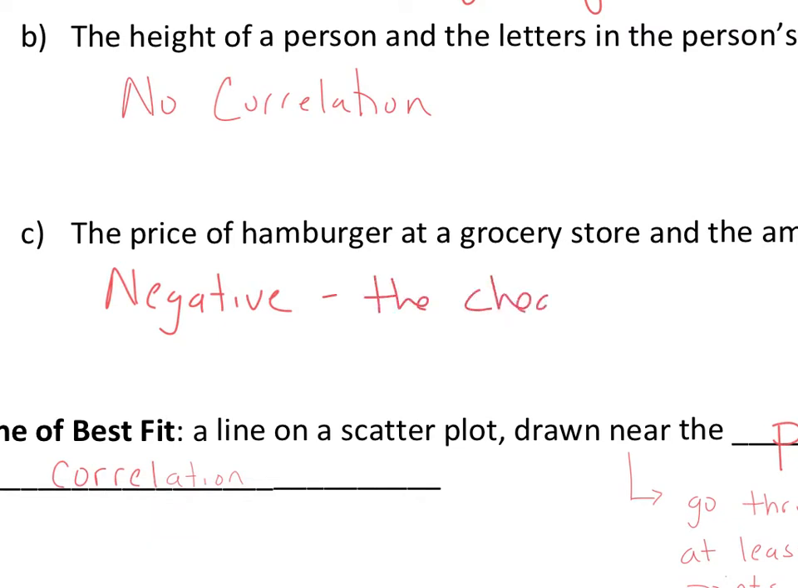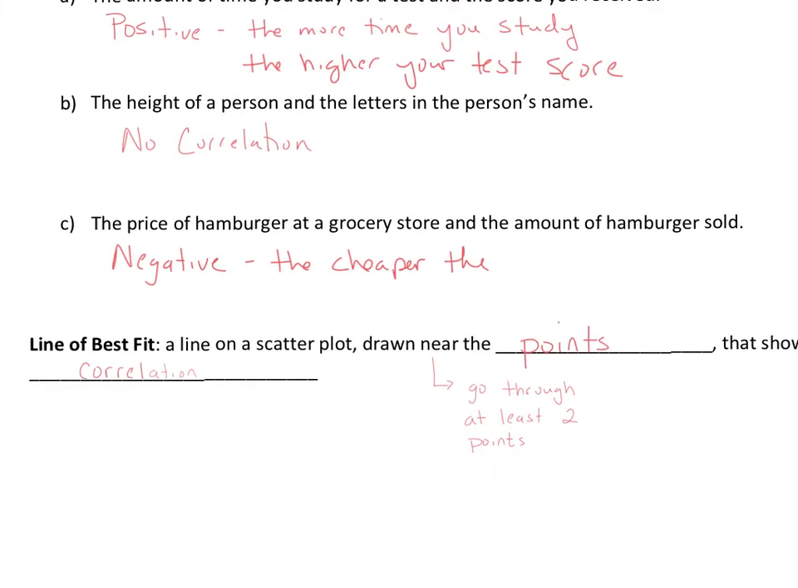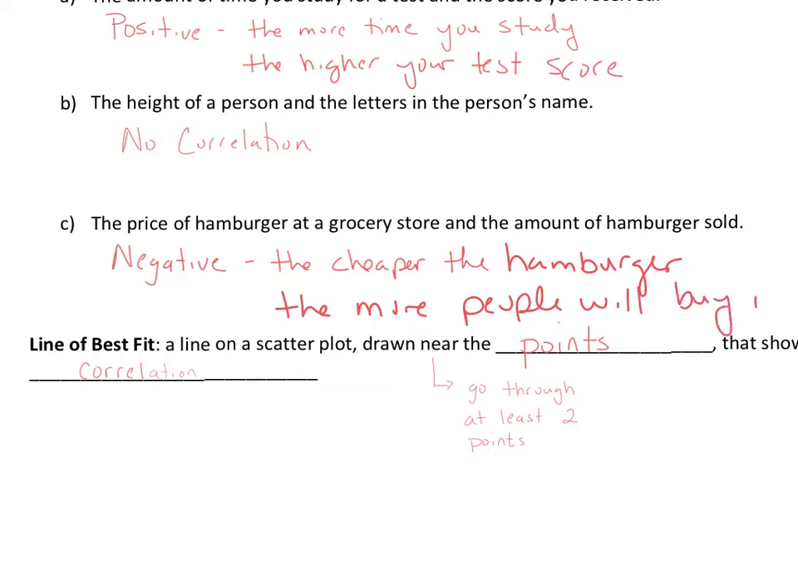Negative correlation. The cheaper the hamburger, the more people buy.